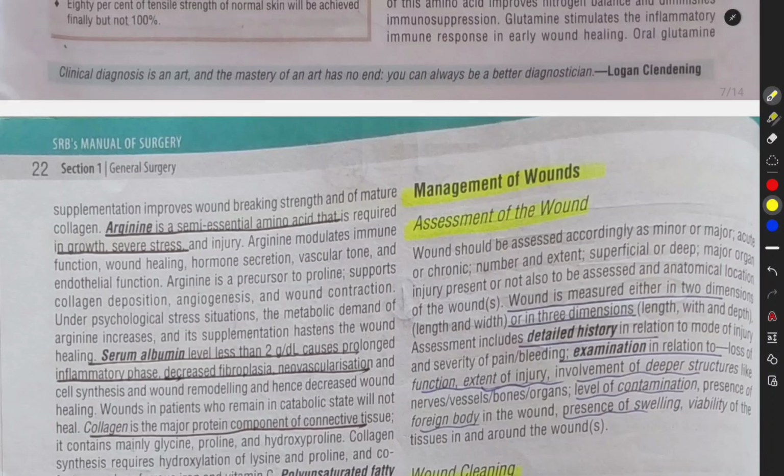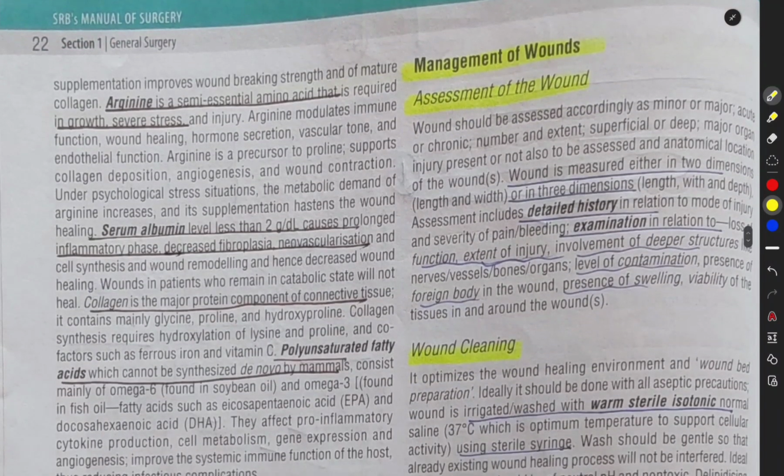For wounds, the last part is the management of wounds. This you will be writing in 4 headings. Firstly, you have to assess the wound, then comes wound cleaning, then the specific treatment for the wound, and the last one is other management. For assessing the wound, here you have to do inspection and the palpation. The wound is measured either in 2 dimension or in 3 dimension.